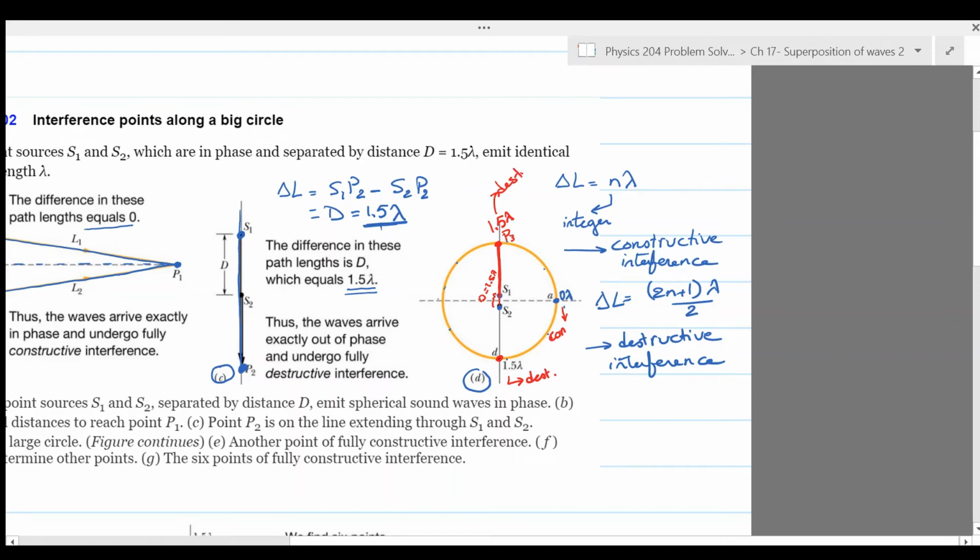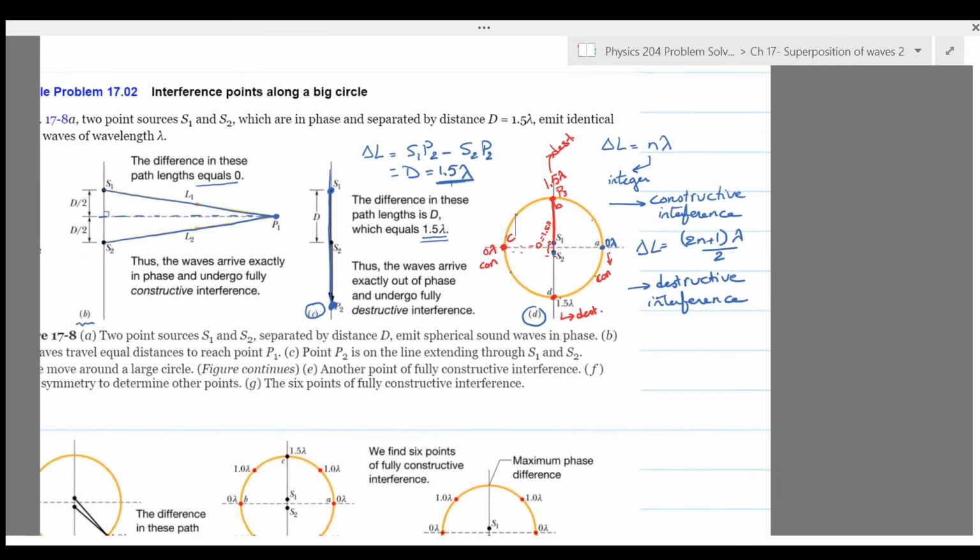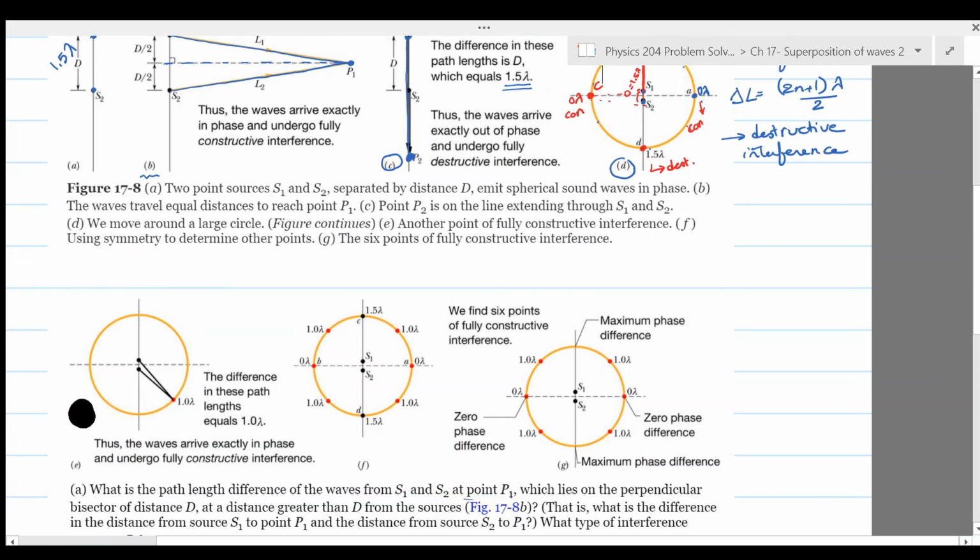At this point, you can notice the symmetry here, this point is equidistant from S1 and S2. So the waves will arrive in phase and we will have a path length difference of 0 lambda and we will have a constructive interference at this point. So if we name this point B and this point C, at point C we're going to have a constructive interference. At point A we have a constructive interference, and at point B and D, we're going to have destructive interference.